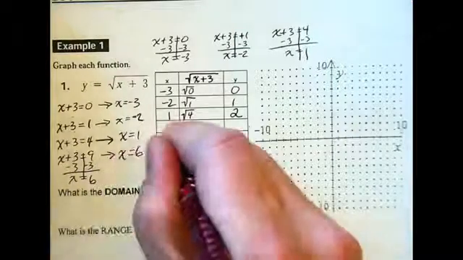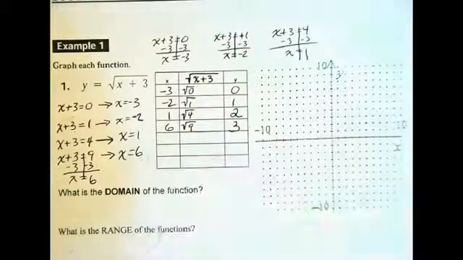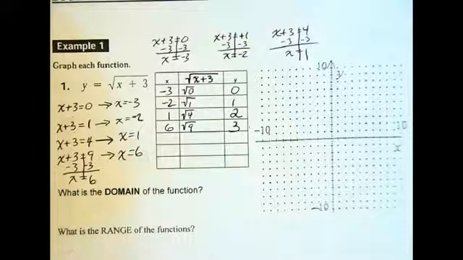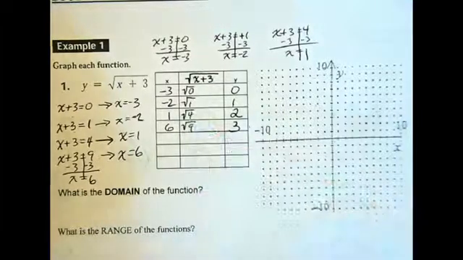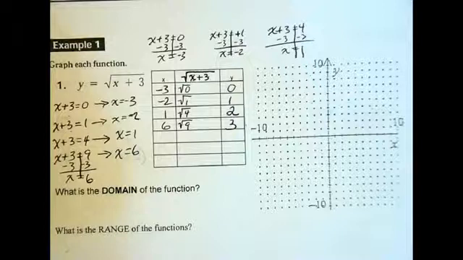So when x is 6, we get root 9, and root 9 is 3. Okay? And there are our points. But we don't go negative, right? Yeah, we don't go negative because we can't take the root of a negative.